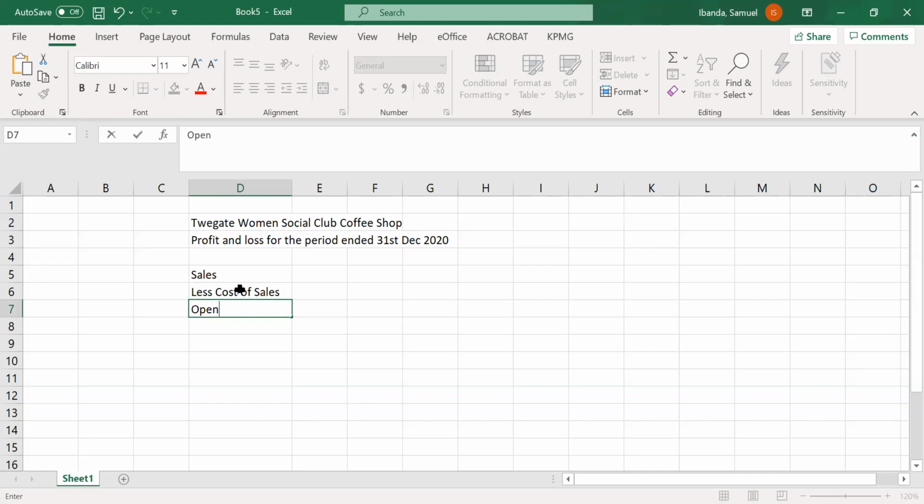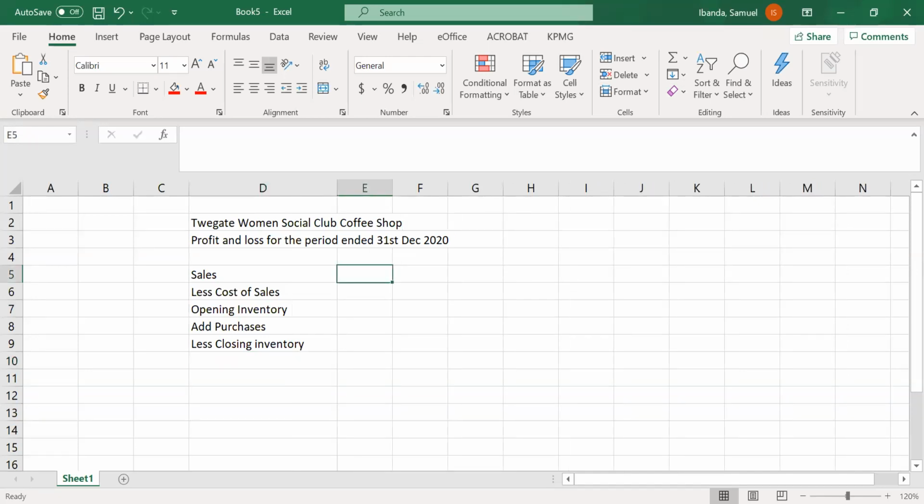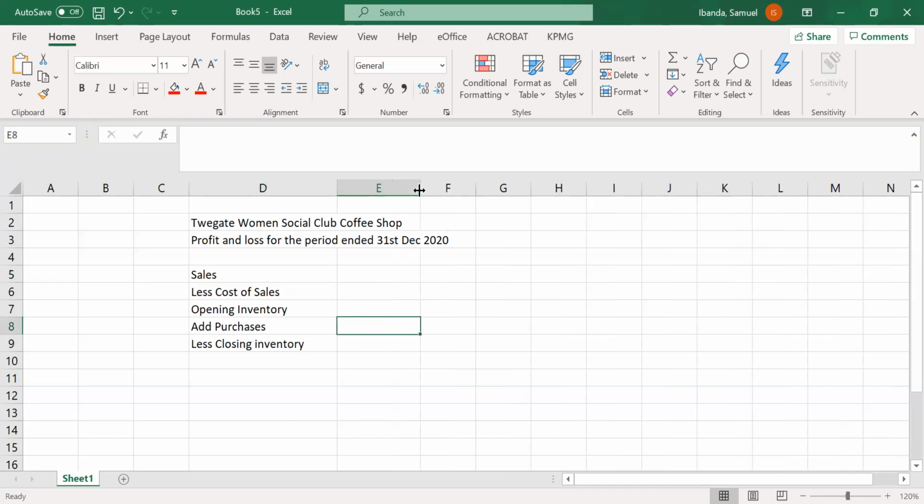which is usually opening inventory, we add purchases, and less closing inventory. Of course, there can also be other adjustments on purchases. So let's go into our information and look for sales and purchases as well. And because of opening inventory, let's also look for opening inventory.